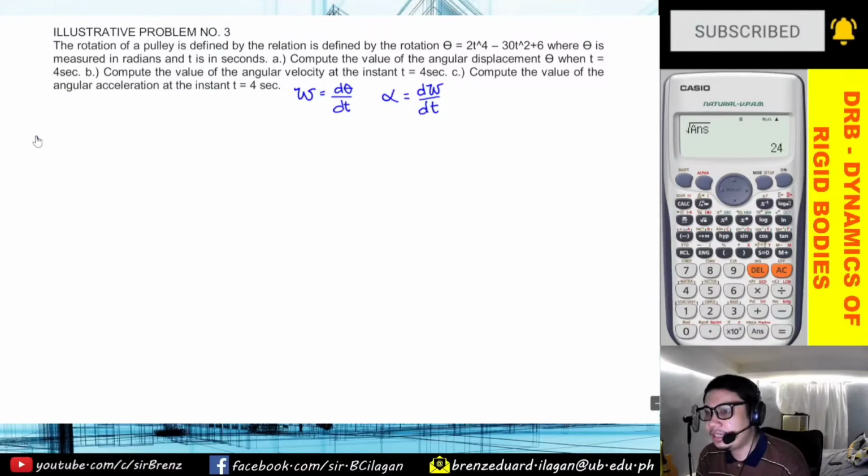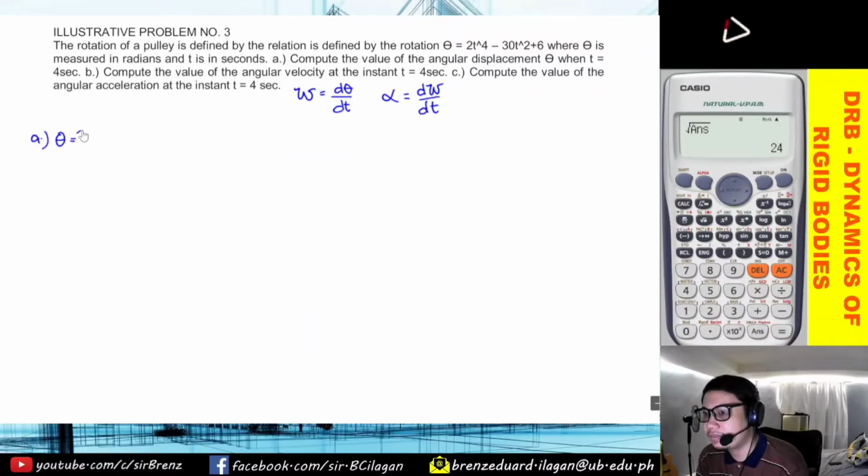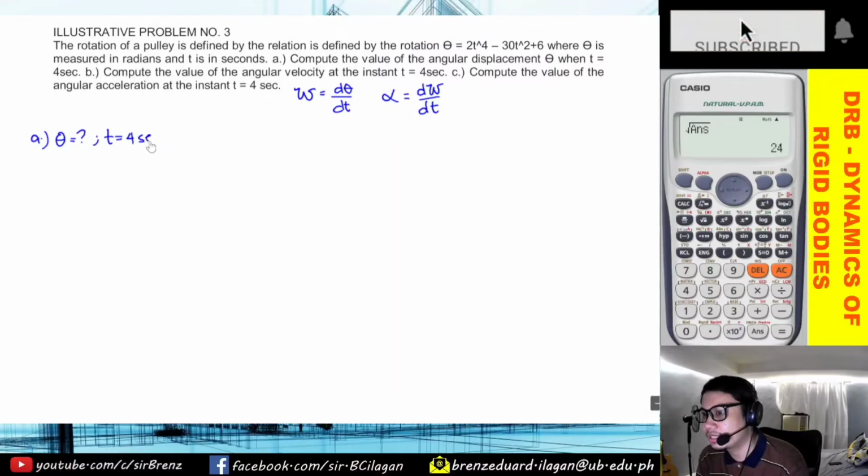So, unahin natin yung letter A. Anong required sa letter A? The angular displacement theta if the time is equals to 4 seconds. So, ang given equation sa atin is yung theta mismo, 2t raised to 4 minus 30t squared plus 6.